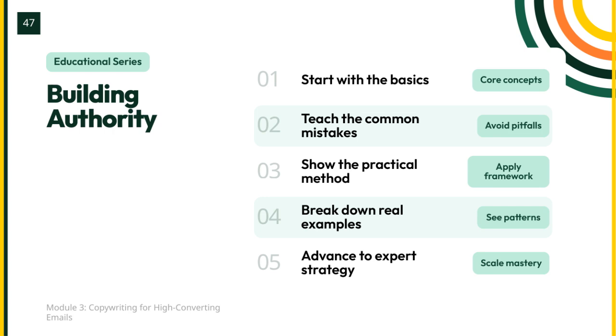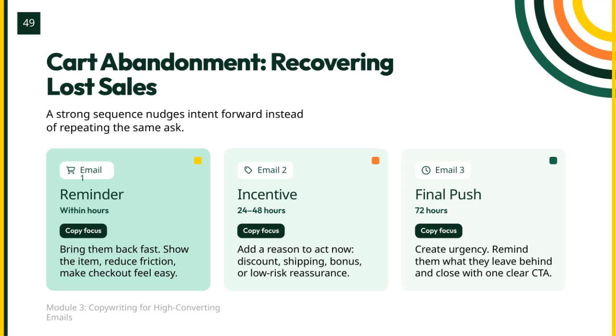This structure is part of Module 3, which focuses specifically on copywriting for high-converting emails, ensuring that the learning journey is comprehensive and effective. When it comes to recovering lost sales from cart abandonment, the key is a well-timed and strategic email sequence that gently nudges customers toward completing their purchase without overwhelming them with the same message.